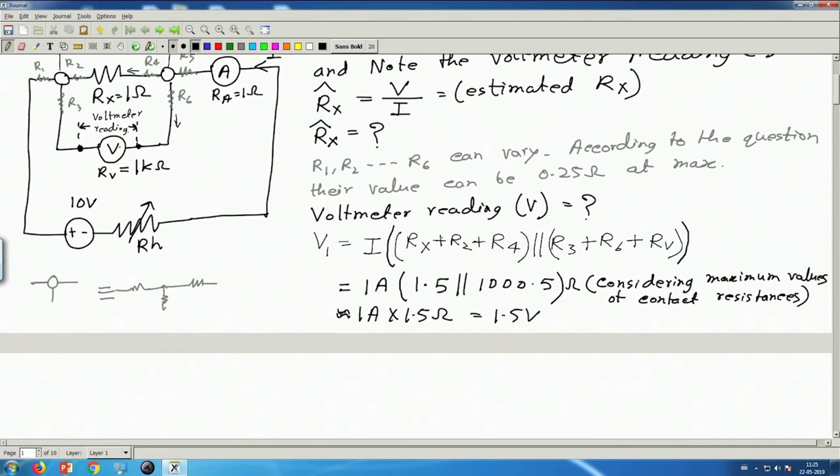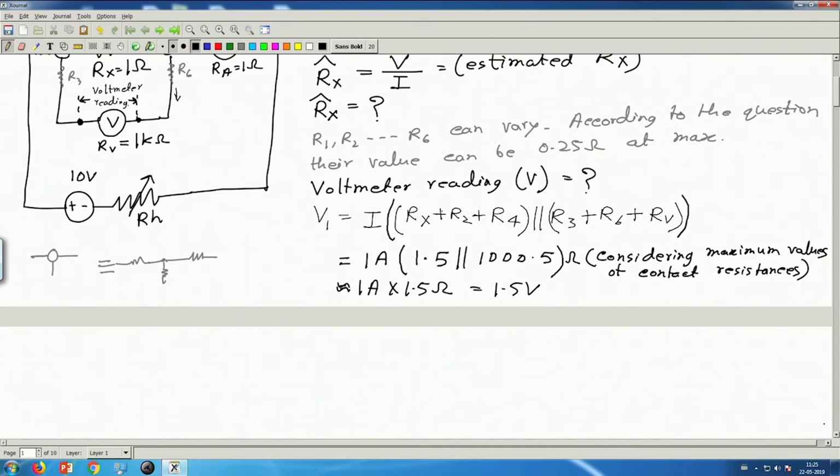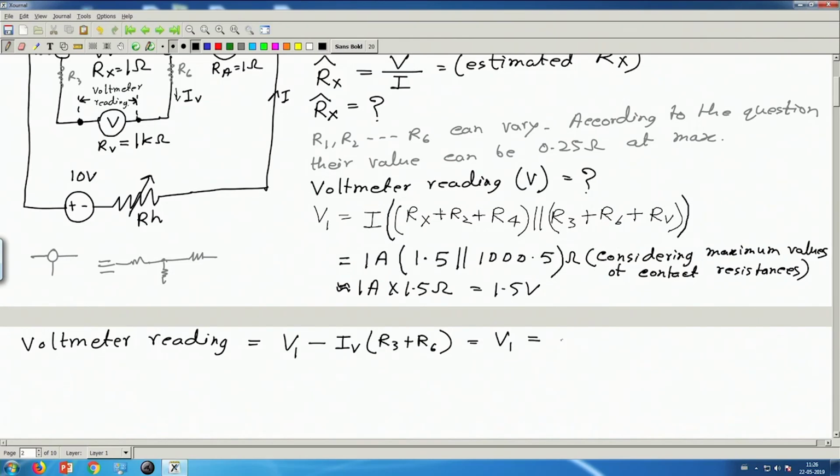Now the value of the voltmeter reading. The voltmeter reading will be V1 minus any voltage drop across R6 and R3. If I call this current IV, which is a part of the total current I which flows through this voltmeter, then the voltmeter reading is V1 minus IV times R3 plus R6.